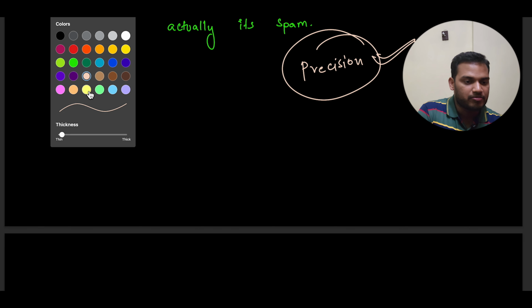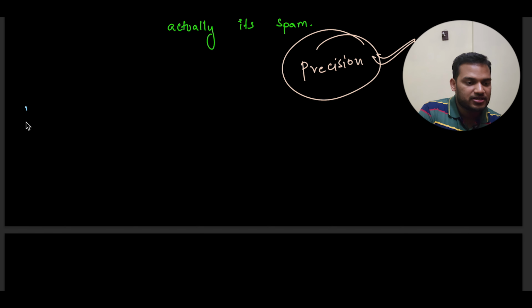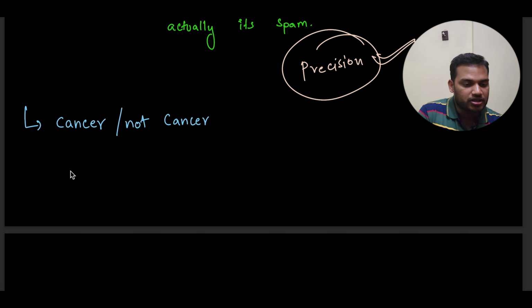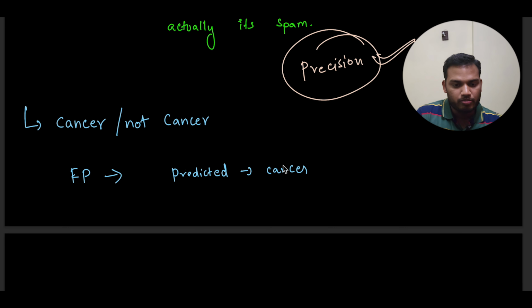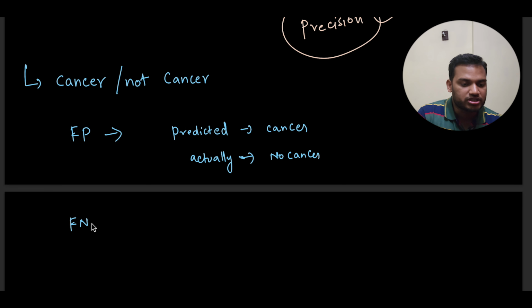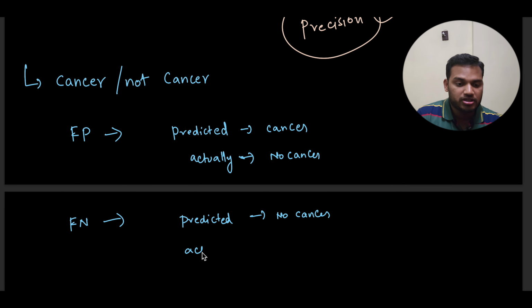Let's take some other example, that is cancer and no cancer. So here cancer is the positive class and no cancer is the negative class. So in this particular case, what are false positives? False positive means that the model predicted it as cancer, but actually there is no cancer. So is this a bigger problem? Or let's think of false negative, that is the model has predicted there is no cancer, but actually there is cancer. So in both of these, which one is a bigger problem?